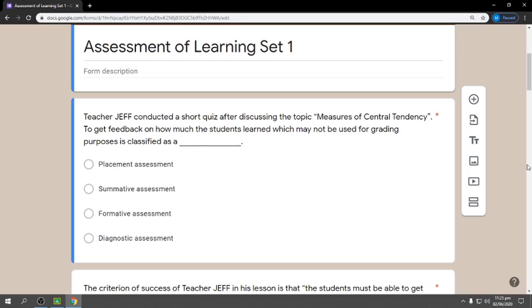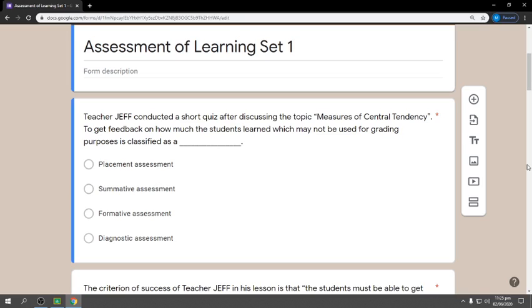So the question is about a certain assessment wherein the teacher could get feedback on how much the students learned, right? So the purpose is you wanted to determine that. Of course an assessment does that, right? A test, a quiz, it does that. But the question is what kind? And there is another clue here. It says which may not be used for grading purposes.